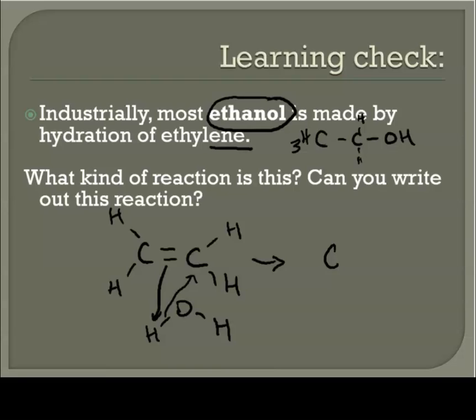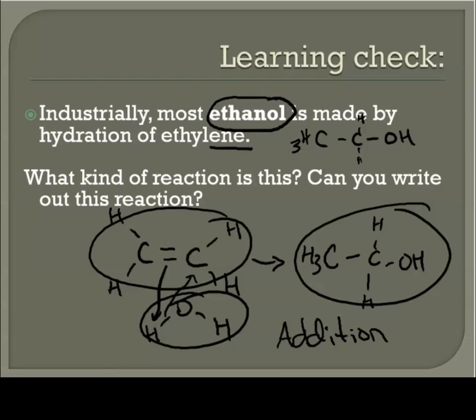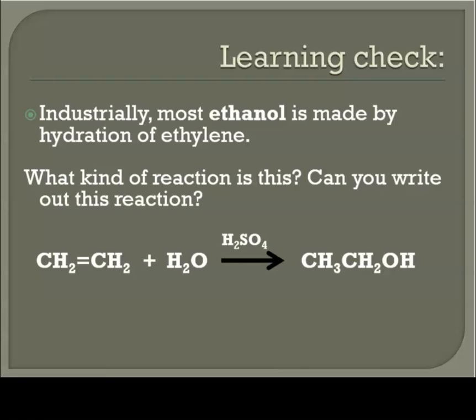and we will make this final alcohol product. So we have two compounds, 1, 2, we end up with 1. So this is going to be an addition type of reaction. Usually in organic chemistry, this is going to happen with an acid catalyst, and that just helps to break apart that water molecule a little bit and lower the activation energy for that.